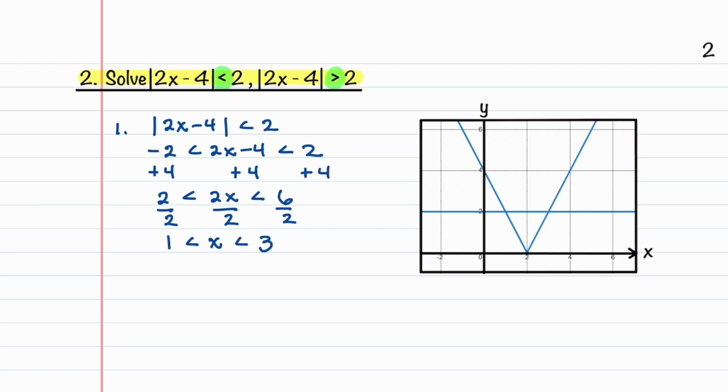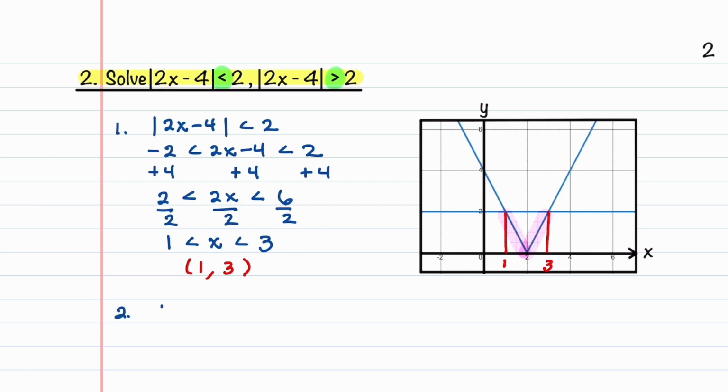We can write this in interval notation as (1, 3), and we have parentheses around both 1 and 3 because there is no equal sign at those points. Let's now look over at our graph and see if our solution makes sense. We wanted to find the x values where our absolute value function was less than 2, and that's going to be in this region and in this region. So if we trace down, we can see that this is 1 and this is 3, and our solution is going to go from 1 to 3. So that makes sense. Let's now look at the second inequality.